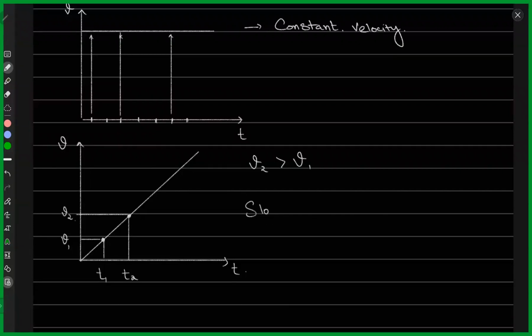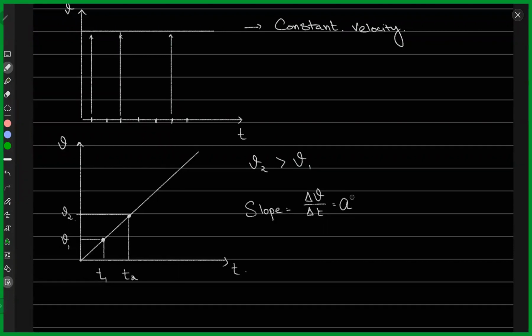We know that the slope of this line is going to be the change in velocity divided by the change that occurred in time, right? That is, for how long did it take to change the velocity? So what is this? Delta v by delta t, change in velocity by change in time. We have already seen that this is known as the acceleration of the object, right?